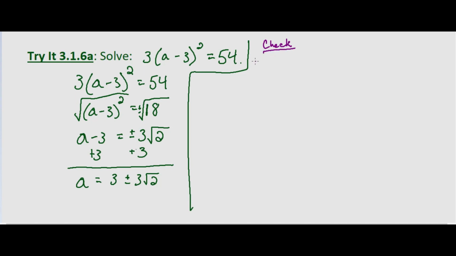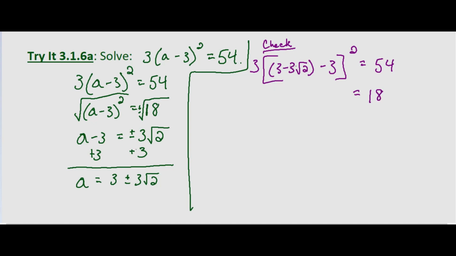So 3 times, substituting for a, 3 minus 3 times the square root of 2, minus 3, squared. We want to know, does that equal 54? So let's just go ahead and simplify this the same way we did the equation when we were trying to solve. Divide both sides by 3, and then we're going to end up with 18 on the right-hand side.